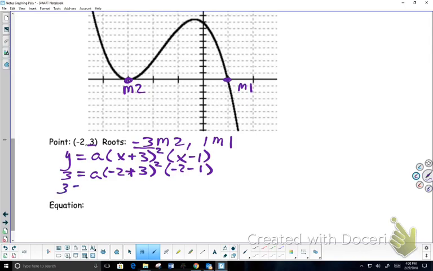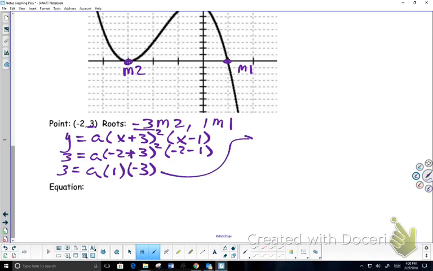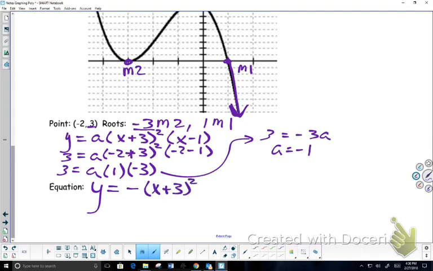So let's see, I got 3, -2 plus 3 is 1, 1 squared is 1, -2 minus 1 is -3. So I end up with 3 equals -3a, so a equals -1, which makes sense because my right-hand bound is going down to -infinity. So my equation looks like y equals -(x plus 3) squared times (x minus 1). Okay? Hope this helps.